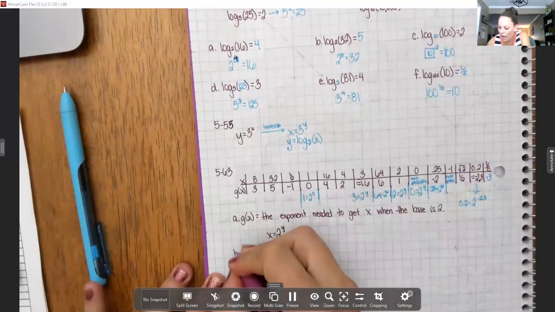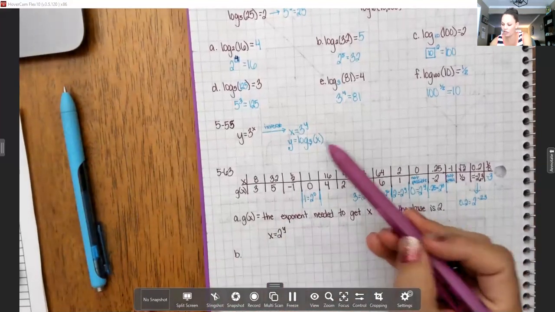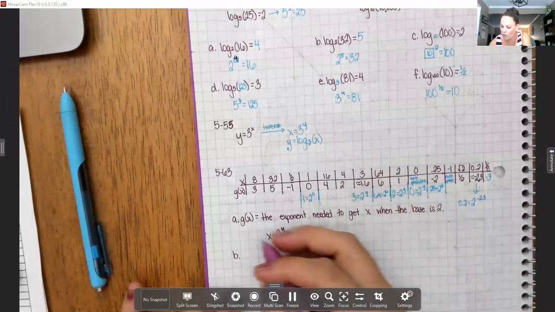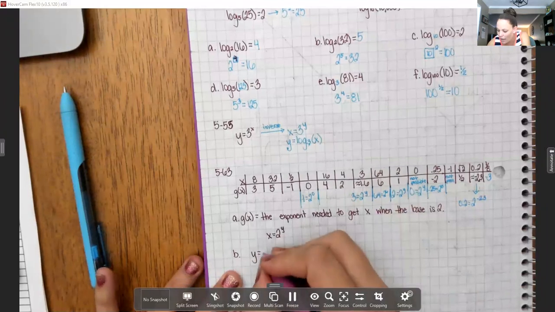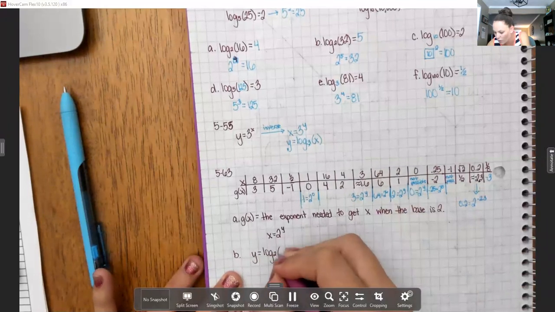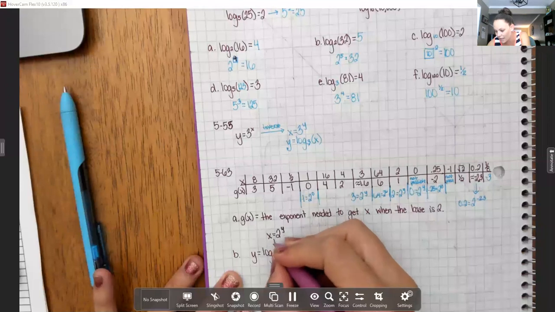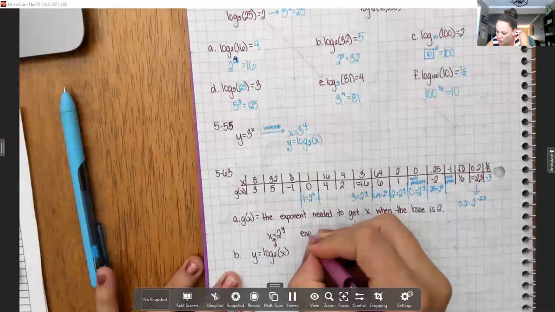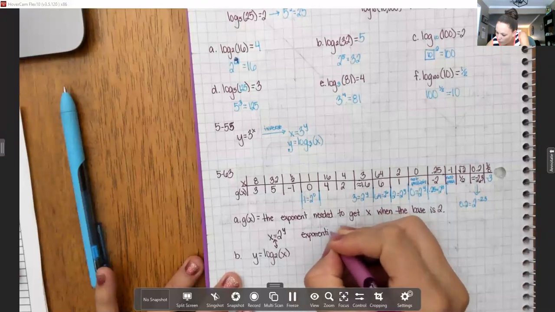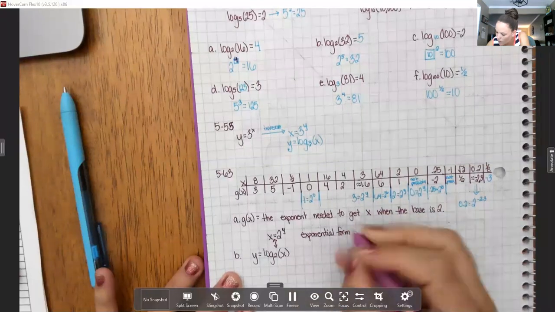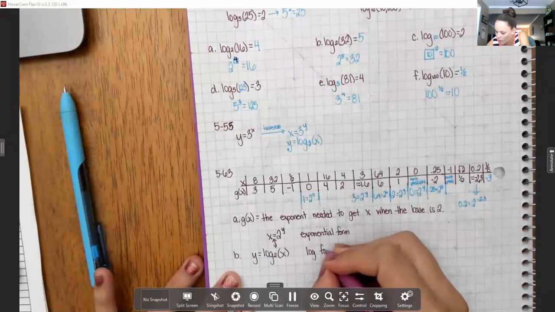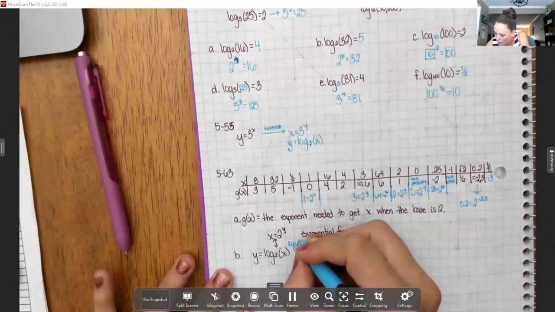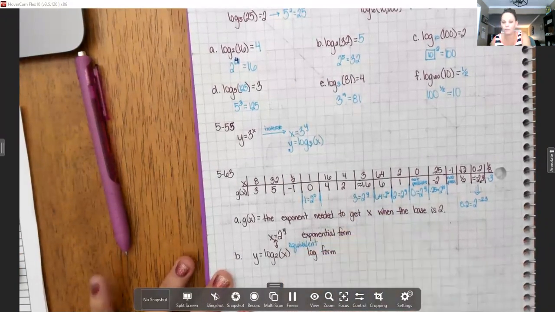So what we were really asking, remember, just like we wrote this here, if I write this in log form, that's y equals log base 2 of x. These are the exact same thing, just written in a different form. This is exponential form. And this is log form. So those are equivalent.